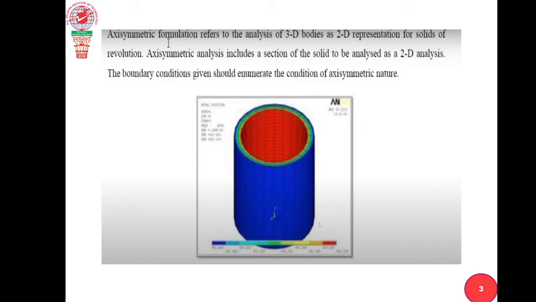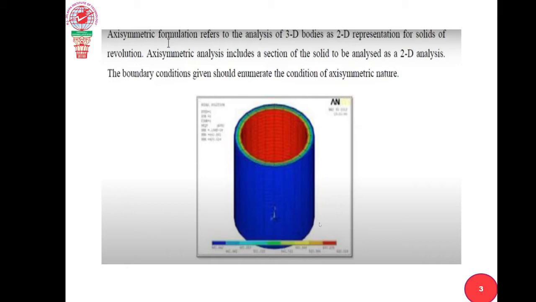In 2D, we consider 2 degrees of freedom at each node: displacement along x and displacement along y. Examples like quadrilateral elements and triangular elements are 2D elements. And 3D means we consider 3 degrees of freedom at each node: x, y, and displacement in the z direction. Hexahedral and tetrahedral elements are the kind of 3D elements. And the next one we have discussed is the axisymmetric elements.